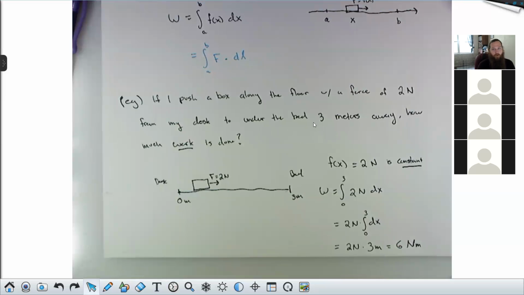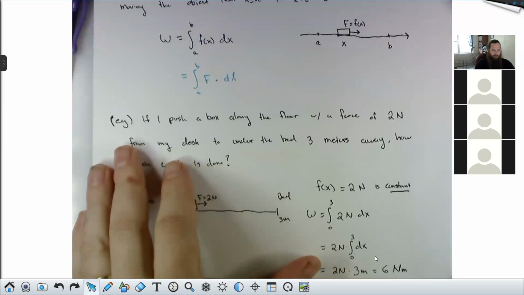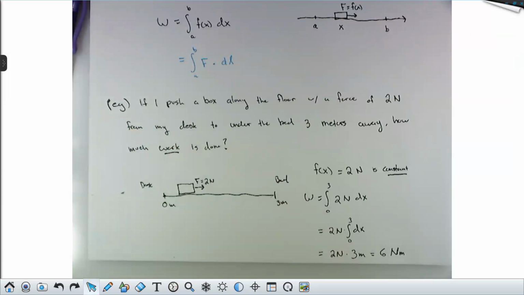All right. So the big takeaway is if your force is constant, then you really don't need to do an integral, just multiply the force by the distance, right? That's what we ended up doing here. And that's what the textbook's little discussion at the start is. Questions on this example or the definition of work?